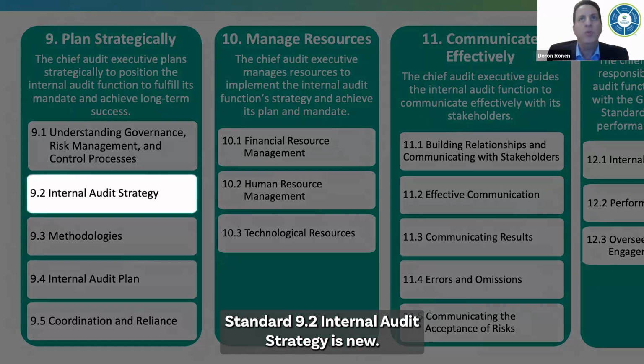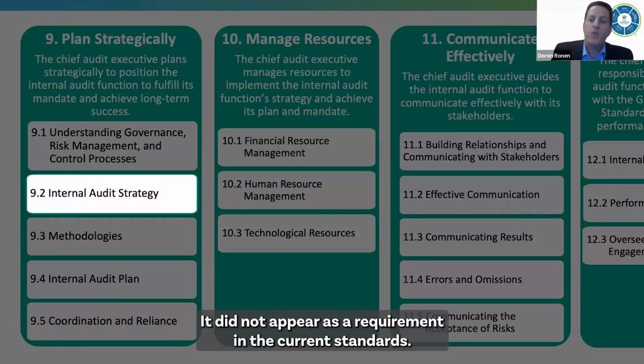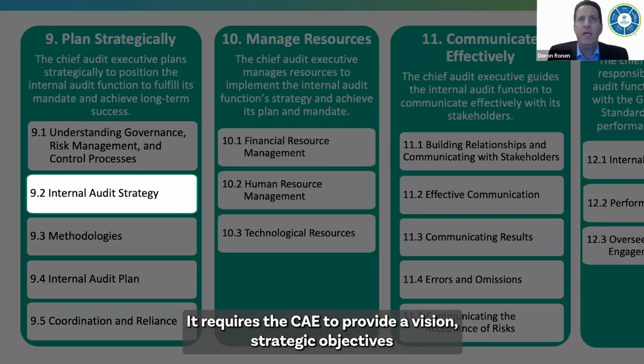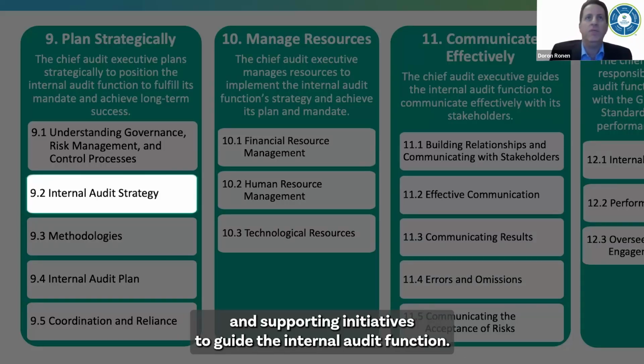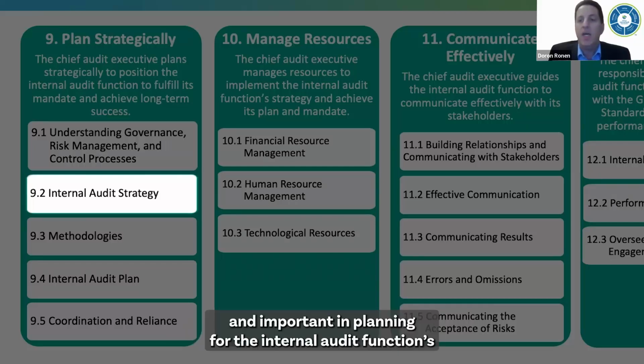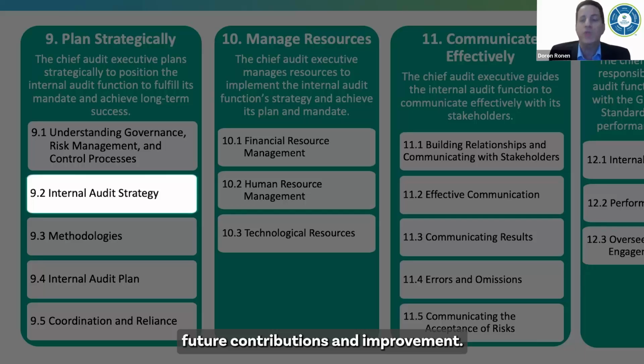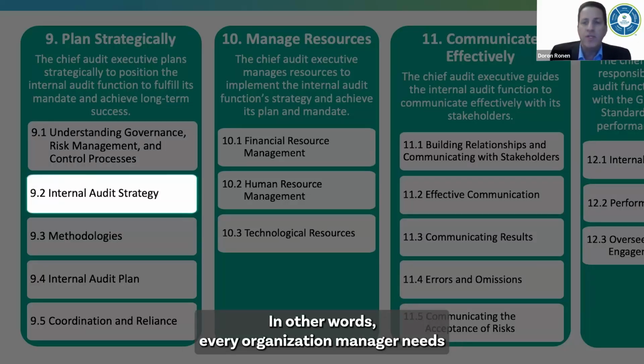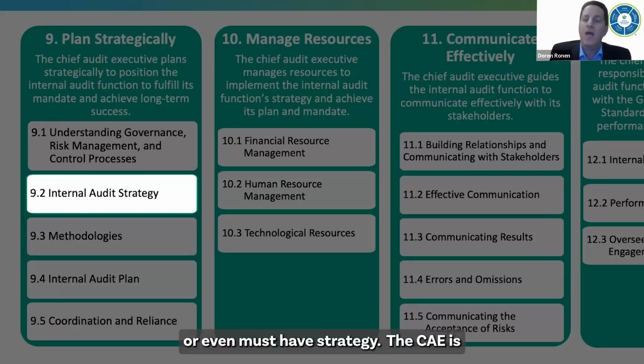Standard 9.2, Internal Audit Strategy, is new. It did not appear as a requirement in the current standard. It requires the CAE to provide a vision, strategic objectives, and supporting initiatives to guide the internal audit function. Establishing a strategy is a basic management process and important in planning for the internal audit function's future contributions and improvement. In other words, every organization manager needs or even must have a strategy.